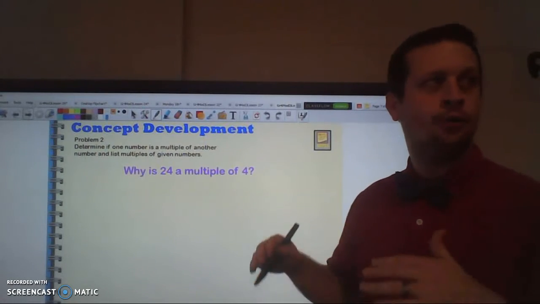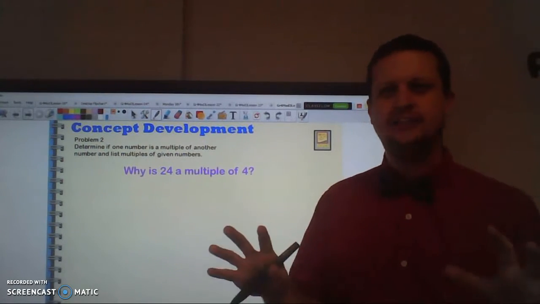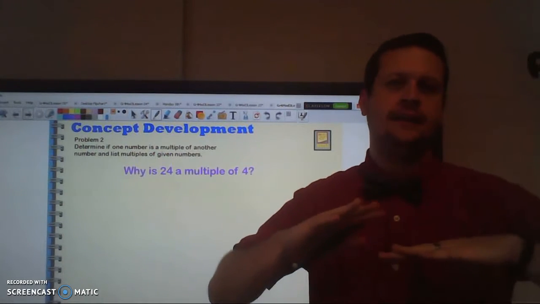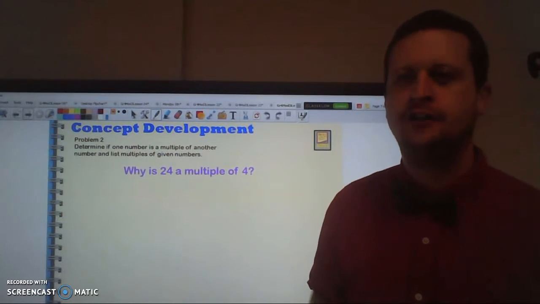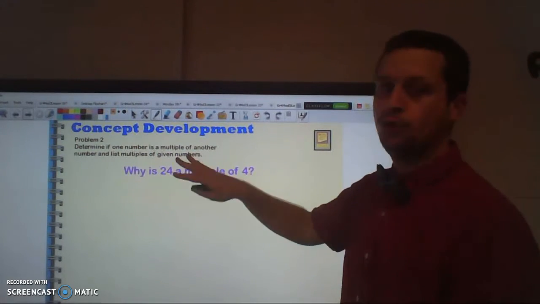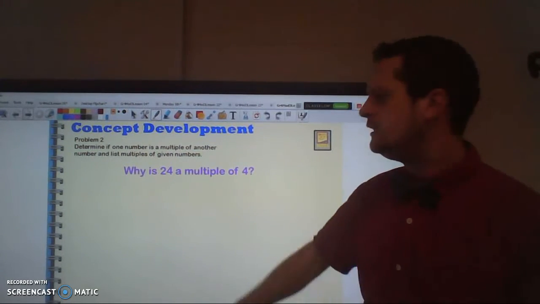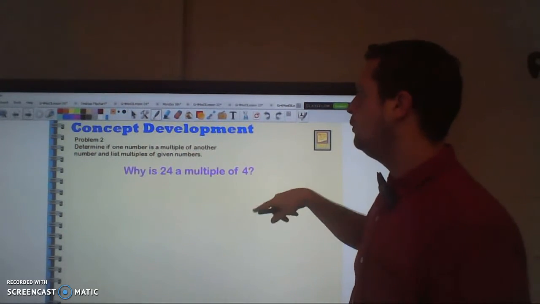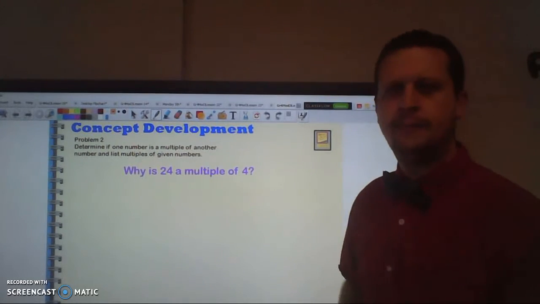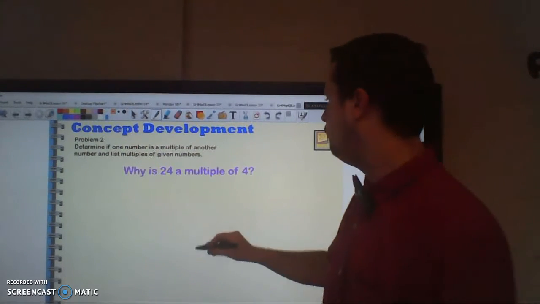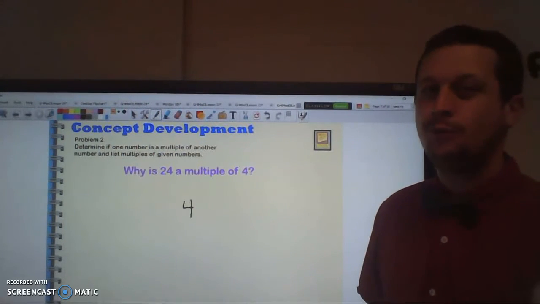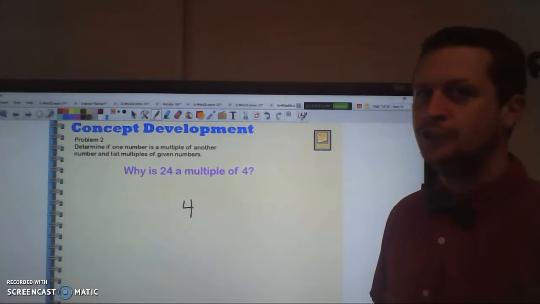So your multiples are answers to a multiplication question. Okay? Yesterday and Monday we looked at factors. Factors are what you multiply to get a product or to get a multiple. And it says, why is 24 a multiple of 4? All right? So let's think about this. Let's put down 4. We do this a lot in 5th grade. We practice our multiples, so it's good that we're doing it right now.